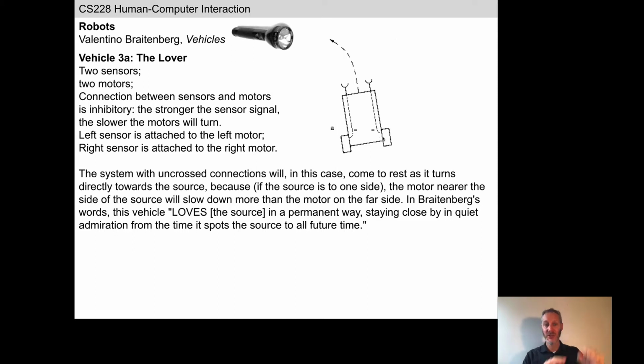And it will slow to such a point that, in Braitenberg's words here, this vehicle loves the source in a permanent way because it will approach the light and stay close by in quiet admiration from the time it spots the source to all future time. We have the vehicle standing in front of the light. What happens if we pull the light a little bit away from the lover? What will happen?